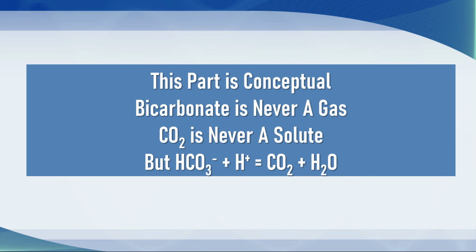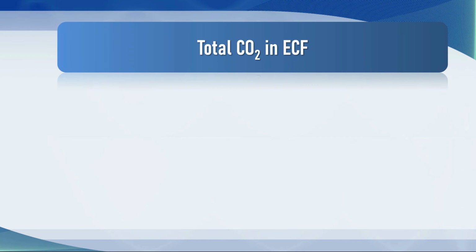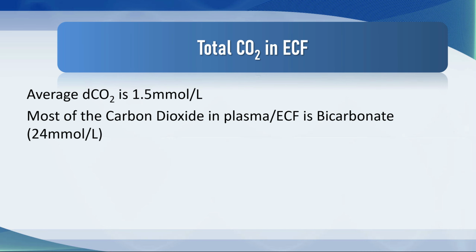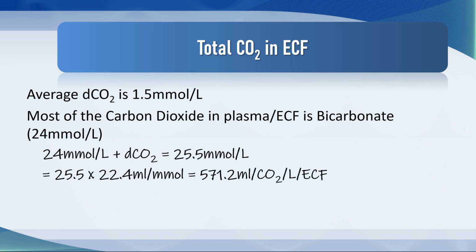But we can calculate out the carbon dioxide content and the volume of carbon dioxide that it would take to make this bicarbonate theoretically. So the average dissolved CO2 is 1.5 millimoles per litre, and the bicarbonate is 24 millimoles per litre. So now we have 25.5 millimoles per litre of theoretical carbon dioxide. If we multiply this by 22.4 mils per millimole, then we get 571.2 mils of carbon dioxide per litre of extracellular fluid.